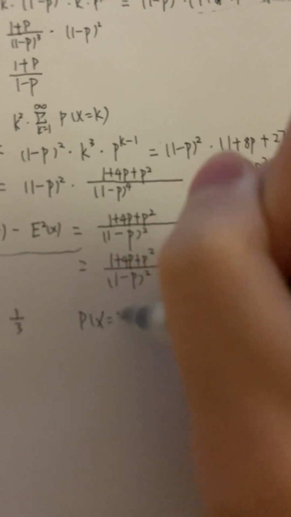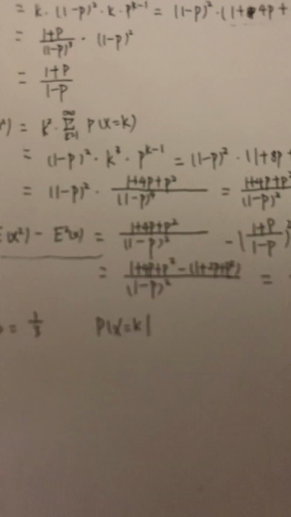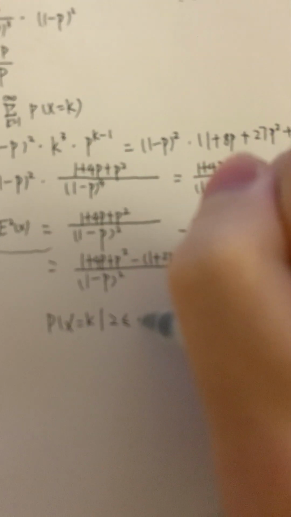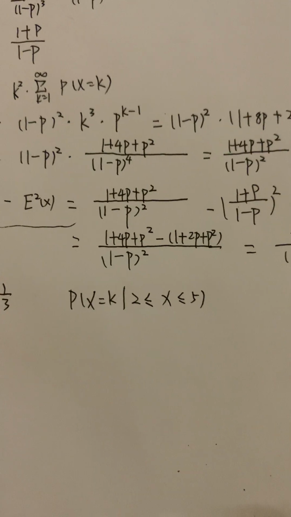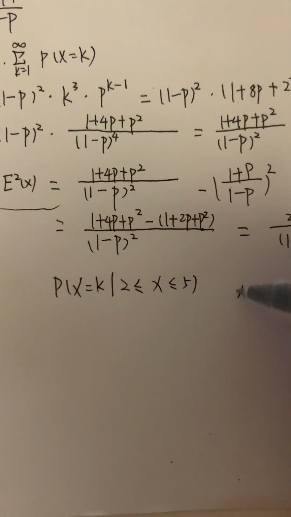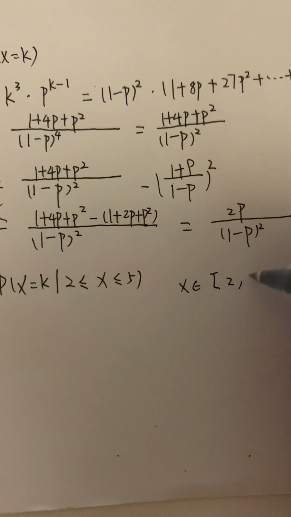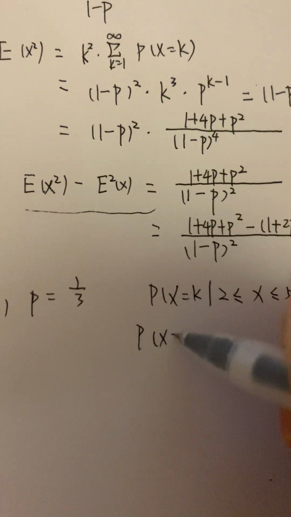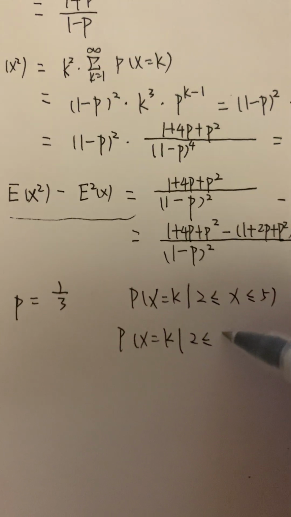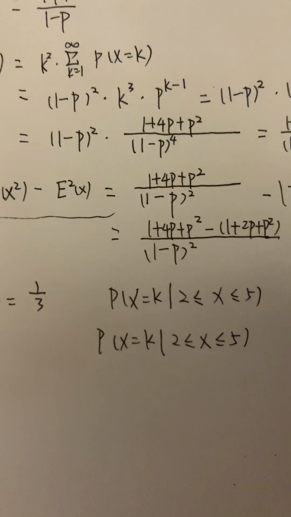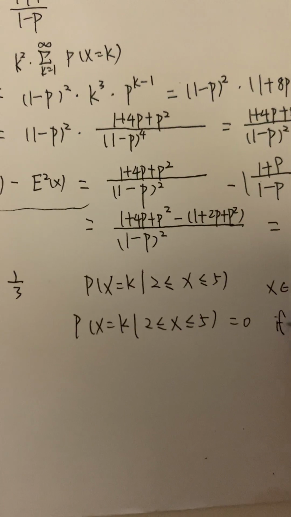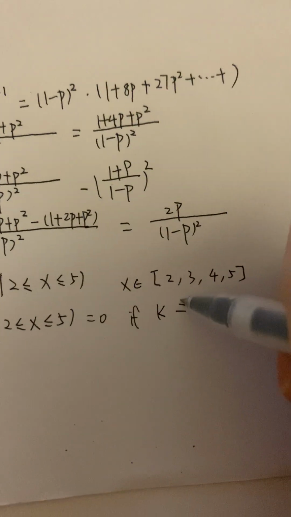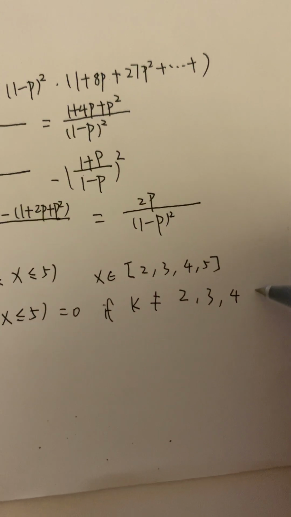At first we should show that, given 2 is smaller than or equal to x and smaller than or equal to 5, we know that x is in the interval 2, 3, 4, 5. So the probability that x equals k given 2 is smaller than or equal to x and smaller than or equal to 5 is equal to 0 if k is not equal to 2, 3, 4, or 5.